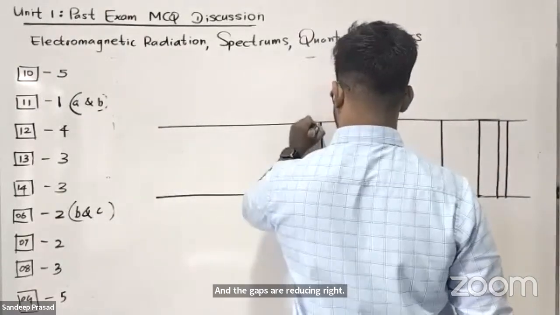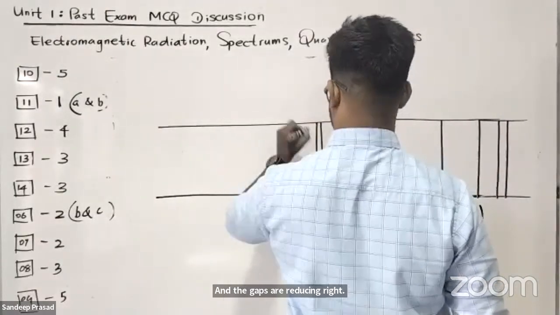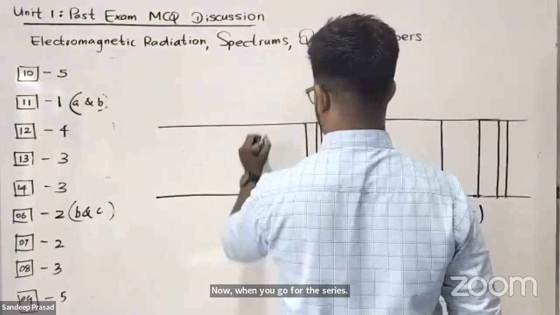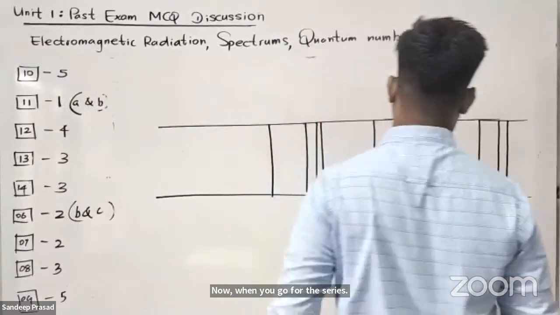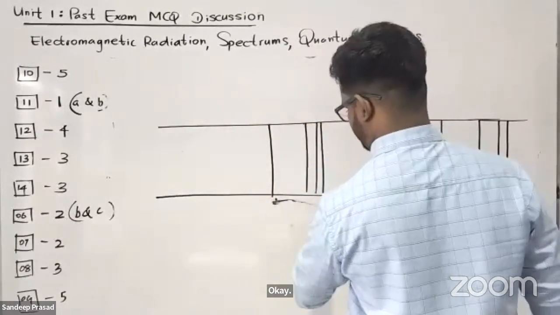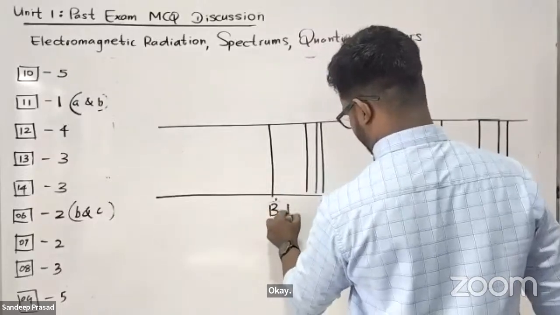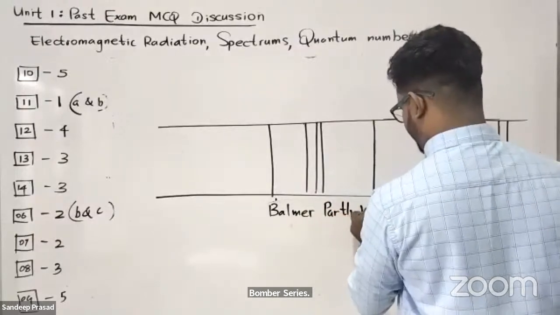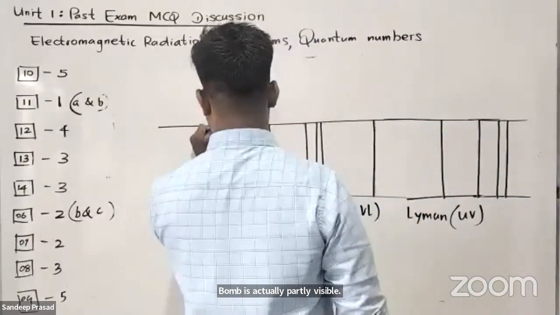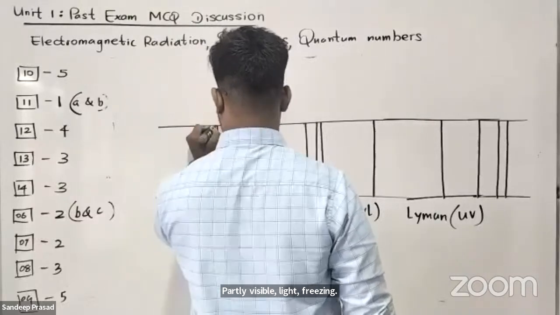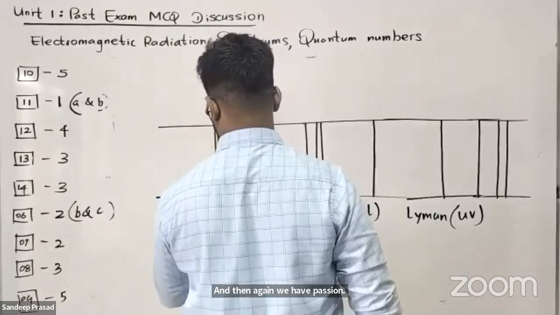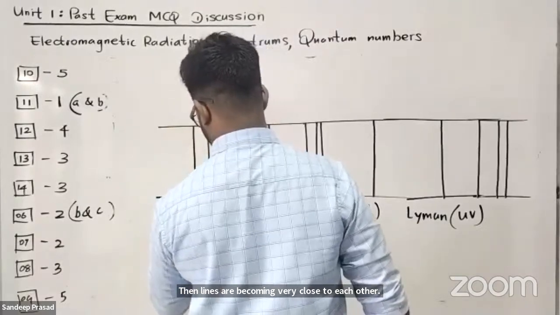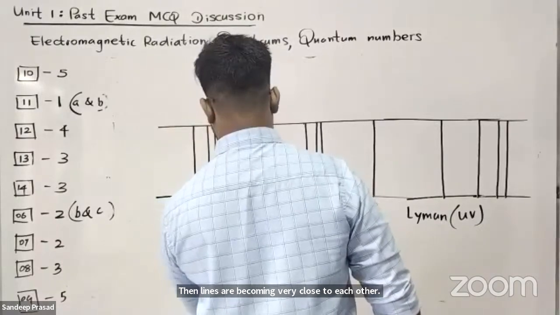Now, when you go for the Balmer series, okay, so this is the Balmer series. Balmer is partly in the visible light region. And then again, we have a partial one. Then the lines are becoming very close to each other. Then this is considered as partial, belongs to the IR region.